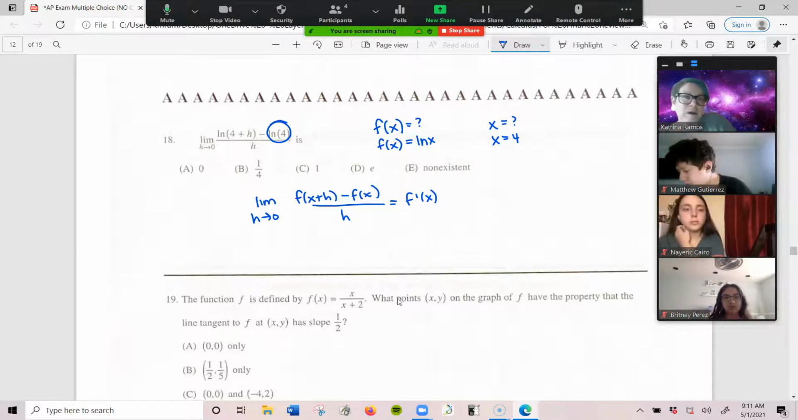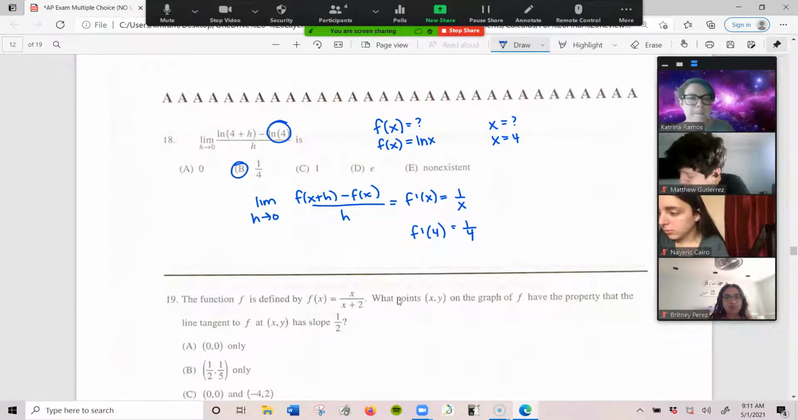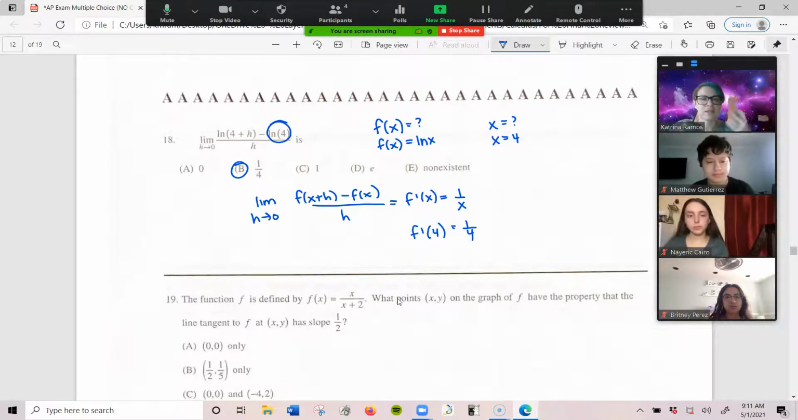So the derivative of the ln of x is 1 over x. And then what we do is that this is asking for f prime of 4, which is when we plug in the 4. So 1 over 4. I'm just going to let that sink in a moment before we go to the next. Questions on that one? Okay.